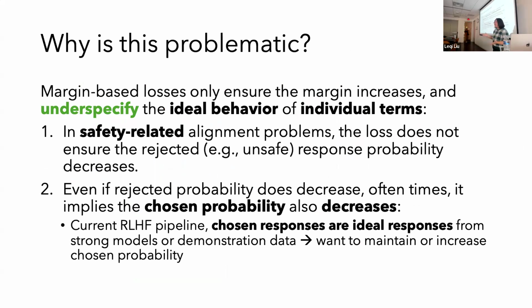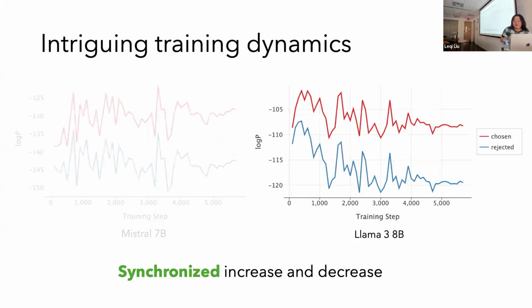So why is that a problem? In settings where the chosen responses are ideal responses, and in particular, in a lot of cases when we do these DPO training runs, the chosen responses are demonstration data, and then we generate rejected responses on policy. In these cases, the chosen responses are super ideal, so we want to maintain or at least increase their log probability. But because of these synchronized updates in training, we can see that this is not happening.